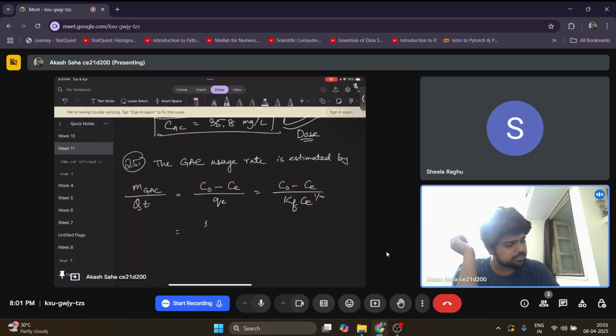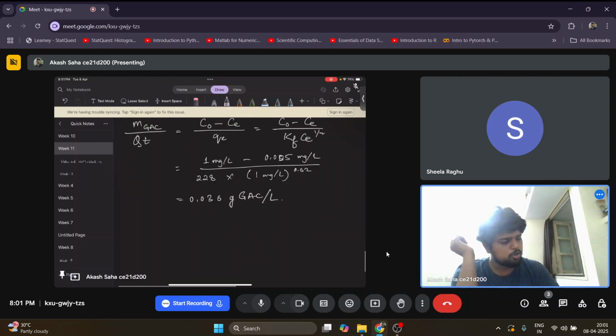So initial concentration is 1 milligram per liter, final concentration is 0.00005 milligram per liter, KF is around 228, and then C is 1 milligram per liter to the power 0.62. Okay, so if you solve it, you will get out 0.036 gram of GAC will be required per liter.